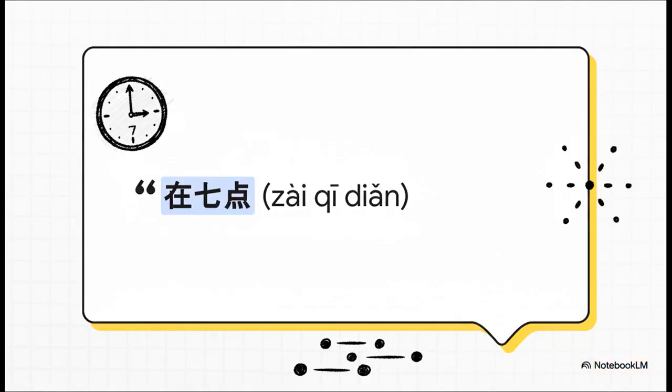So our core time phrase is 在7点. Listen carefully, 在7点. Why don't you try saying that with me? 在7点. So what does this mean? It's at 7 o'clock. Let's break it down. We've got 在, our preposition at. We have 7, which is the number 7, and 点, which means o'clock. Let's try it one more time. 在7点.